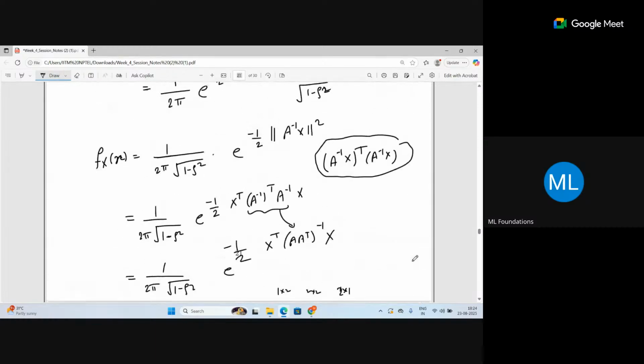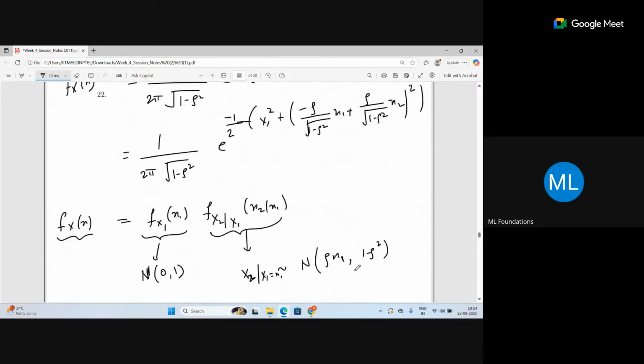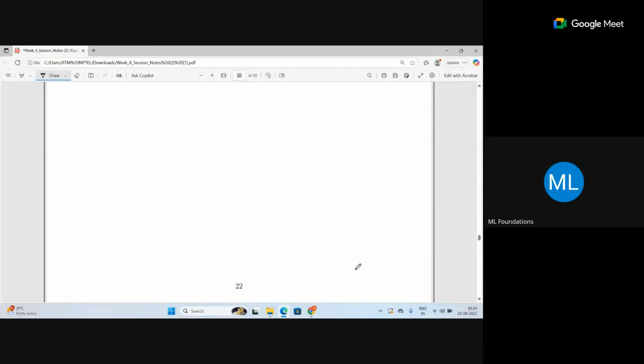I hope you understand the derivation till this part, and that is what we are going to continue in the next part, understanding the properties of bivariate normal and multivariate normal. We'll look into that, and we'll see questions based on that.